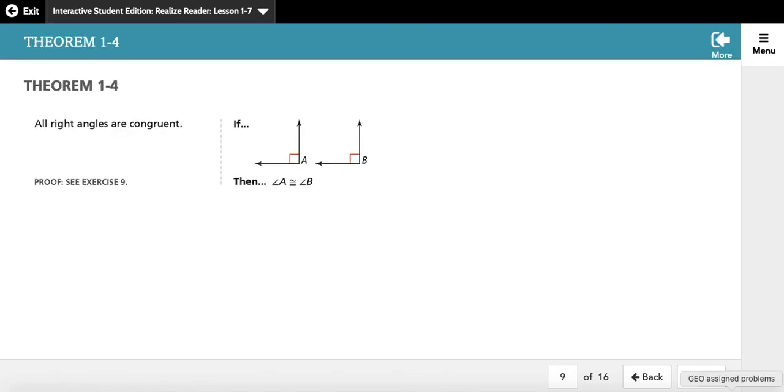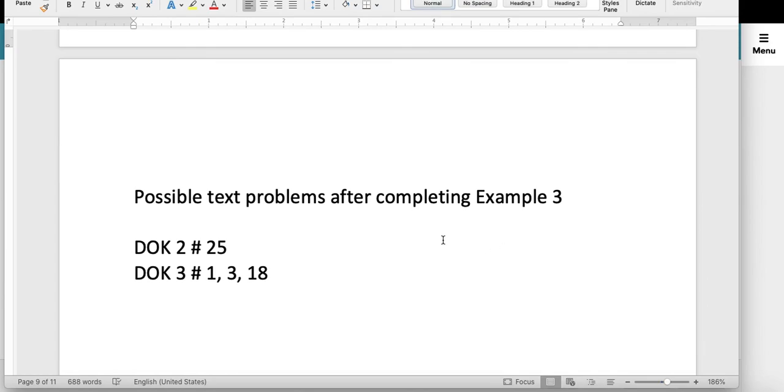Yep. So they probably want you to practice the paragraph proof format with these 4 problems: 25, 1, 3, and 18.